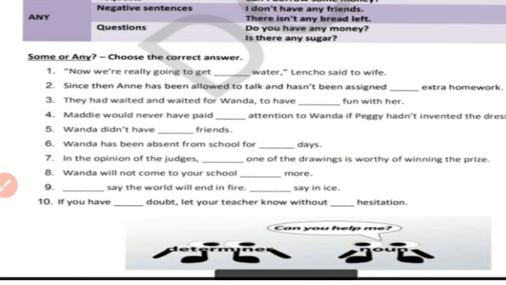And the last one: if you have any doubt, let your teacher know without any hesitation. If you have shows the sense of interrogation, so we use the determiner any. If you have any doubt, let your teacher know without any hesitation. Okay students, thank you, have a nice day.